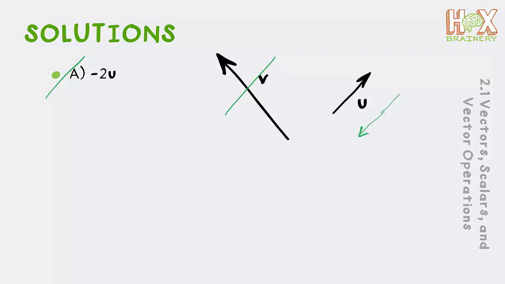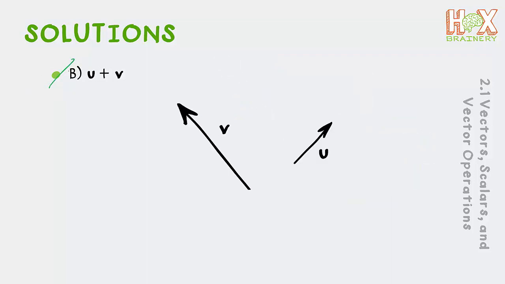Negative u has the same length or magnitude as u, but it points in the opposite direction. So that's negative u. Negative 2u would be twice the length. Try to double this length here. That looks pretty good. So this here would be negative 2u. It points in the opposite direction as u, and it has twice the magnitude.